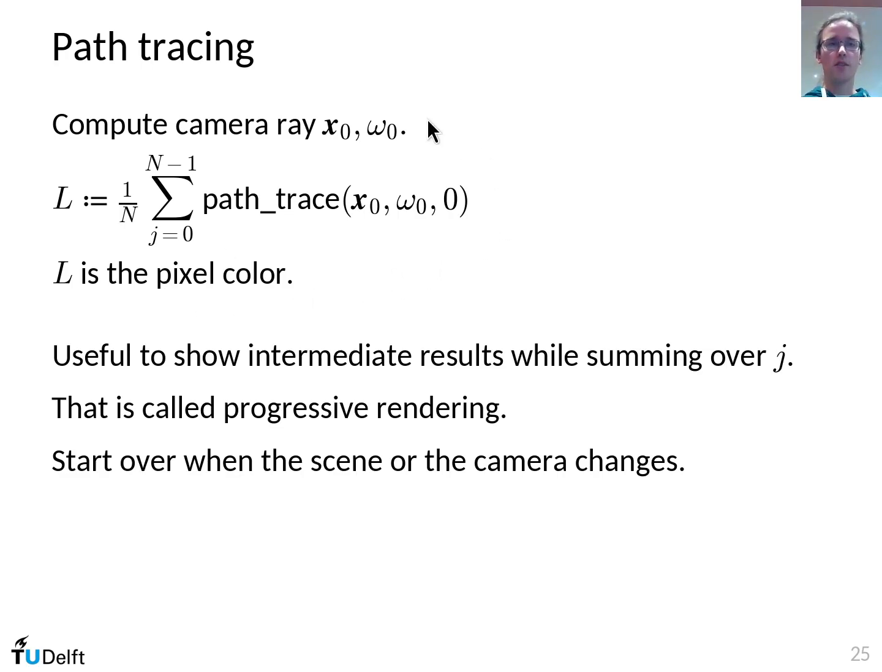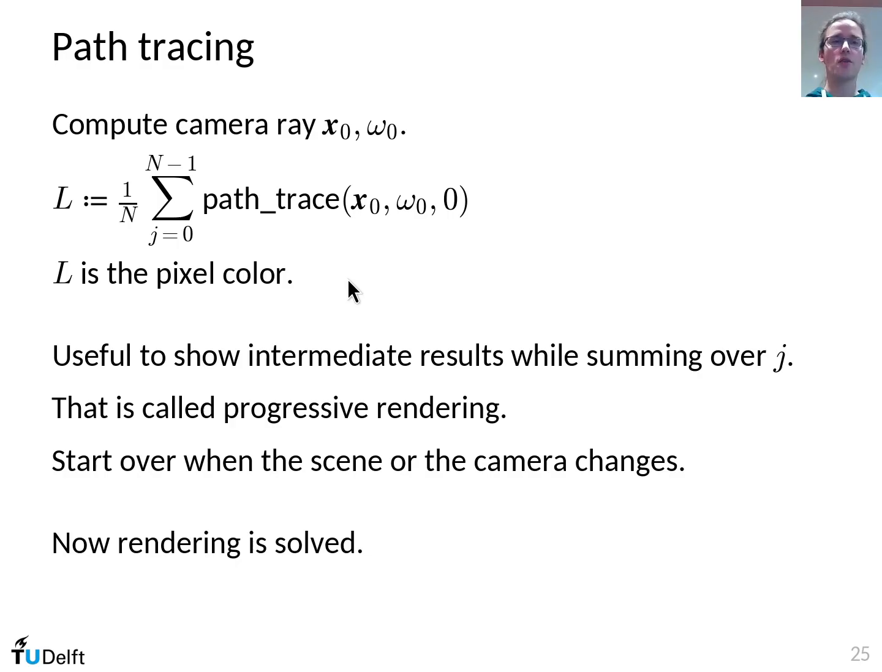Of course, when you compute this sum here with many samples, then it might be nice to show intermediate results, because people don't like to wait to see an image. So just show this every time you have computed one sample per pixel, and that will be a nice progressive preview, and that's called progressive rendering. Of course, when the camera or the scene changes in some way, then you have to reset this accumulation and start over from 0 samples.